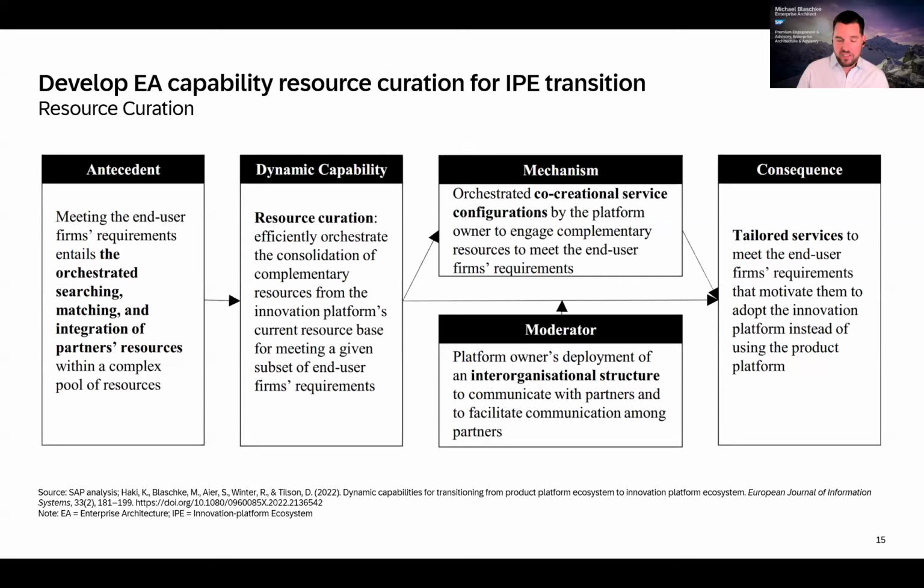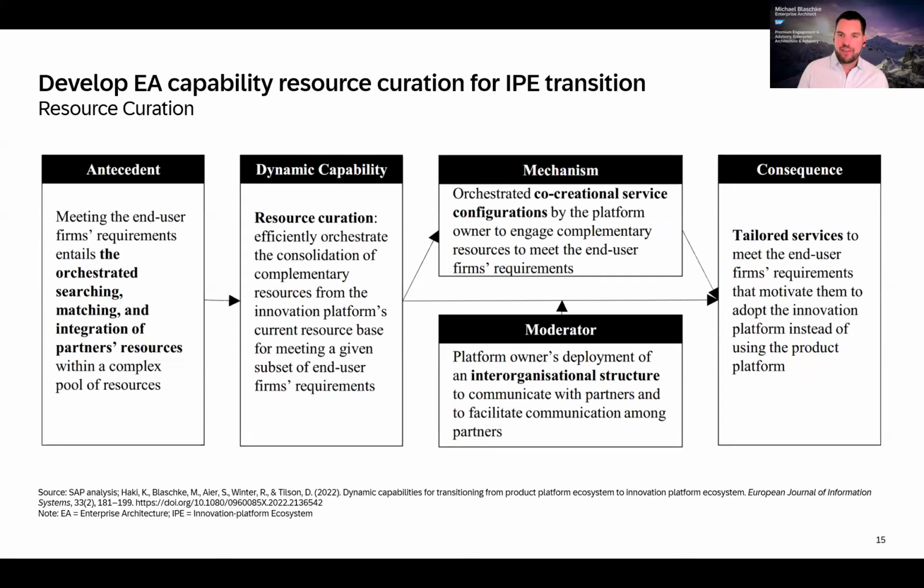So customers face complexity when trying to find the right combination of services from multiple providers. It's like trying to assemble a custom solution from hundreds of puzzle pieces without knowing which one fits together. And enterprise architecture or this capability helps identify what customers really need before starting the search process. And then the capability, the EA capability we suggest kicks in, if you will.